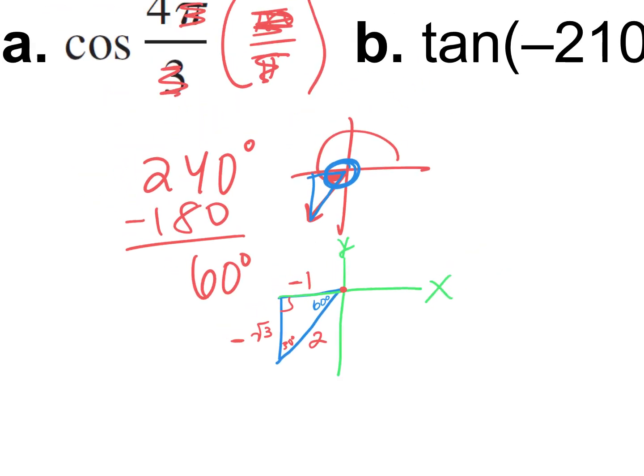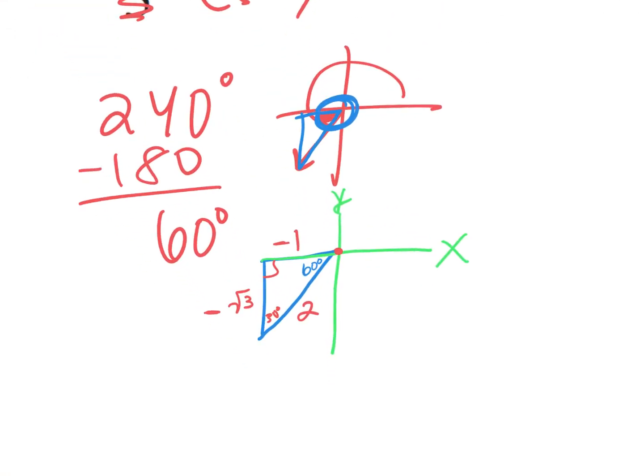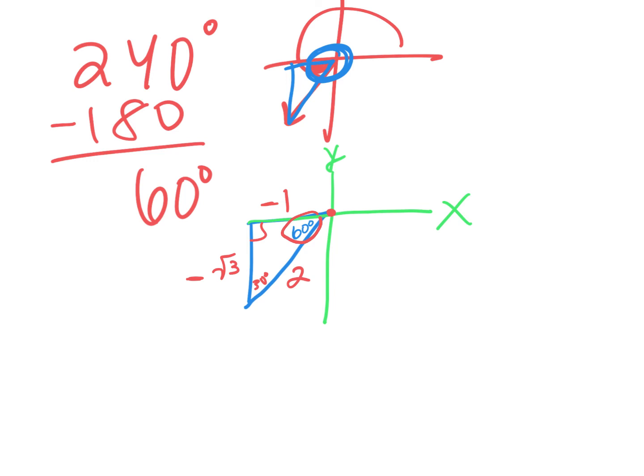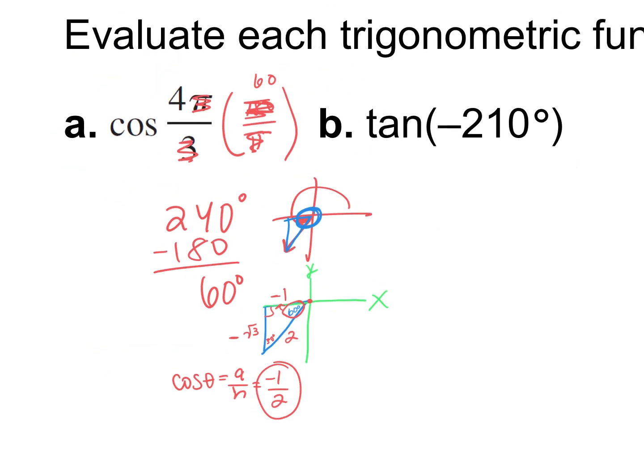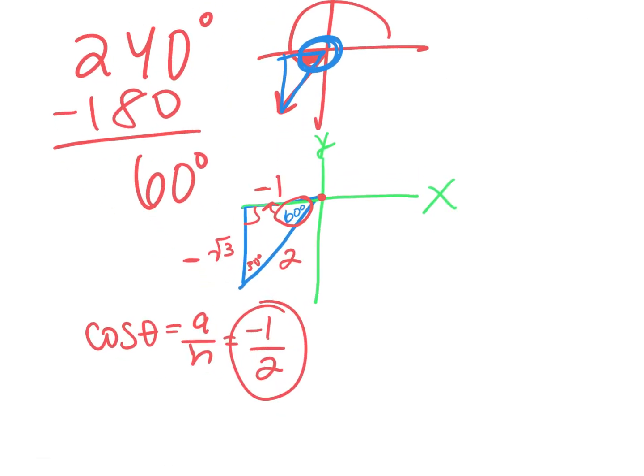So let's go back and see what the question was even asking. Cosine. Well, in regards to 60, guys, cosine is what over what? Adjacent over hypotenuse. Okay, cosine of theta is adjacent over hypotenuse. So in regards to 60, what is the adjacent side? -1. And what's the hypotenuse? 2. So your cosine of 4 pi over 3 is -1/2.